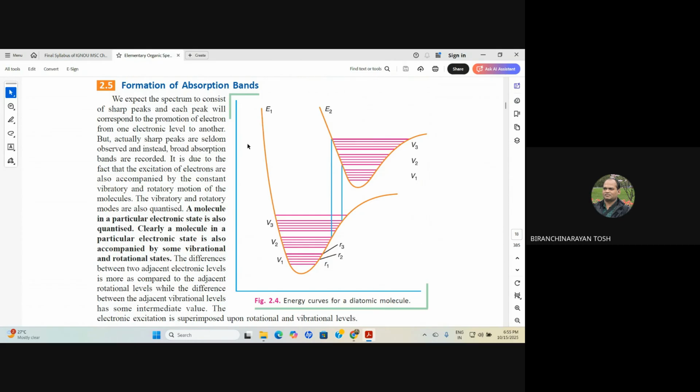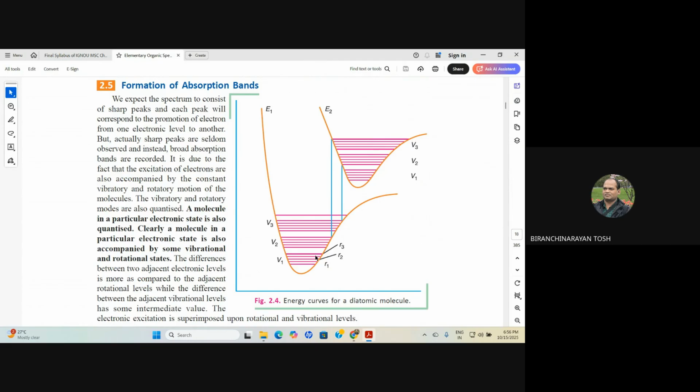Can you imagine? Either the electron will transit from energy level E1 to E2, or in the same energy level it will vibrate, that means its vibrational energy level will change, from v1 to v2 or v1 to v3 or v2 to v3, whatever it may be. Third, its rotational energy level will change in the same vibrational level. Let it be in the v1 vibrational level and the rotational energy level changes from r1 to r2 or r2 to r3. Okay, three possibilities are there.